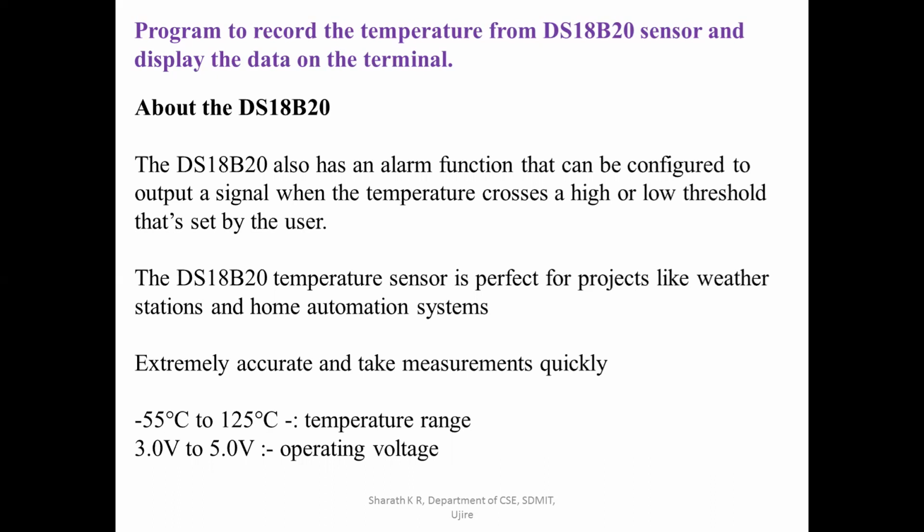So this sensor is basically used in order to access the temperature data, and it is best suited for projects like weather monitoring and home automation systems. This sensor is most commonly recommended because of its accuracy, and the readings can be easily measured. This temperature sensor basically measures the temperature between minus 55 degrees Celsius to 125 degrees Celsius, and it requires an operating voltage of 3 to 5 volts.